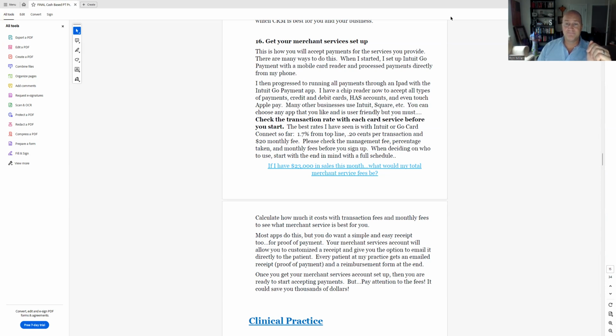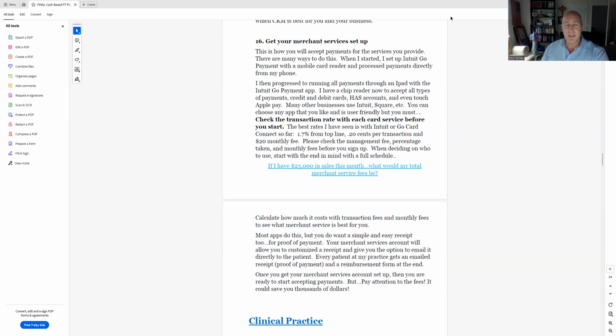So pay attention to the fees, pay attention to the percent. Right now we are still at the dinosaur amount of 1.7, but I did get a notice from QuickBooks that they are going to raise that next year to like 2.5 or something like that. So our rate is going up. That 1.7 is probably unheard of nowadays.